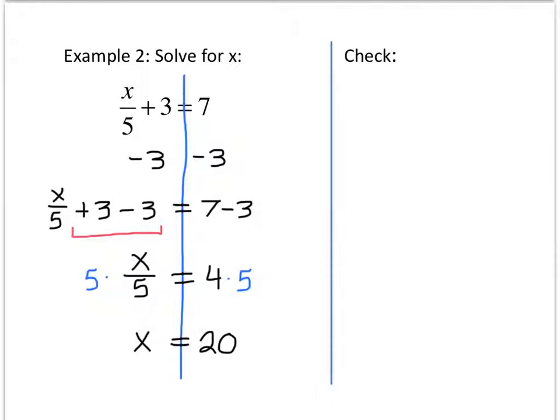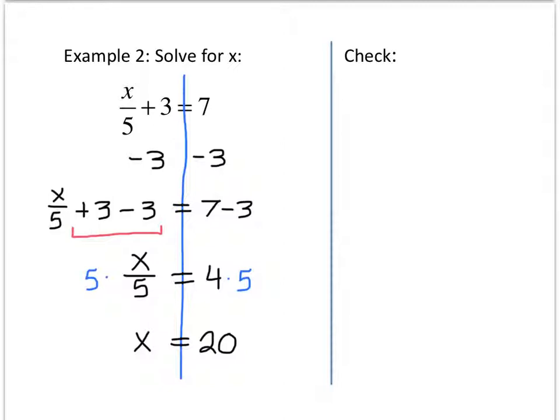And just as a reminder, we don't necessarily have to write this out, but those 5's go away because 5 divided by 5 is just 1, and I don't need to write 1 times x, which is why we can just simply write x equals 20.